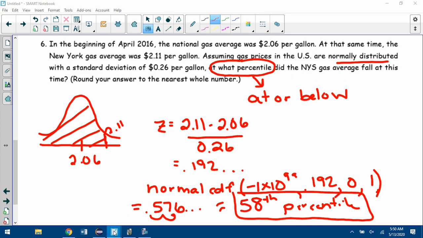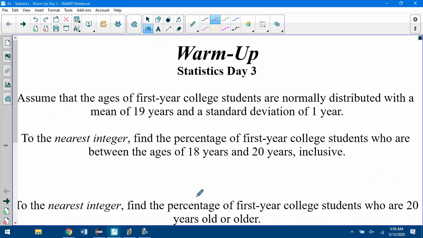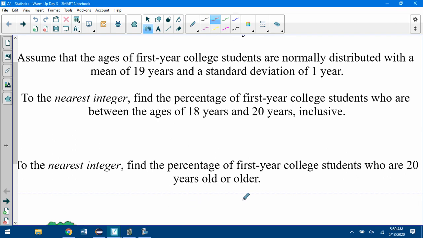All right, let's switch over to warm up. It says assume that the ages of first-year college students are normally distributed with a mean of 19 years and a standard deviation of 1 year. To the nearest integer, find the percentage of first-year college students who are between the ages of 18 and 20 inclusive. And then for the second part, find the percentage of first-year college students who are 20 years old or older. Hit pause if you had trouble on yesterday's homework at all, and give this a shot. Find the z-scores, use normal CDF, give me my answer to the nearest percent for the integers. Go for it.